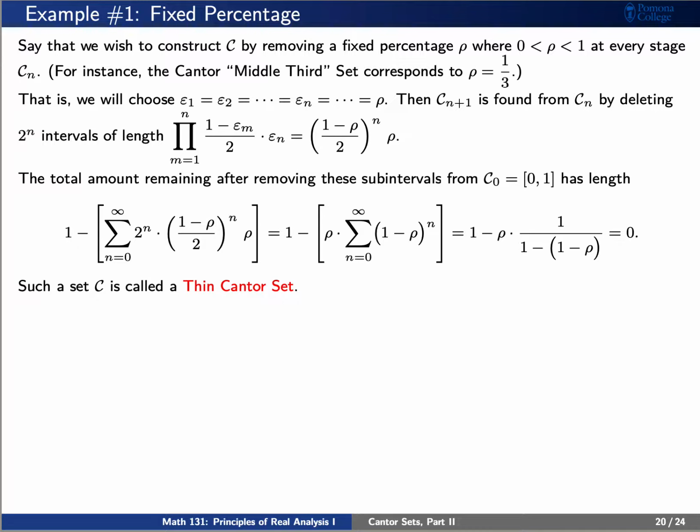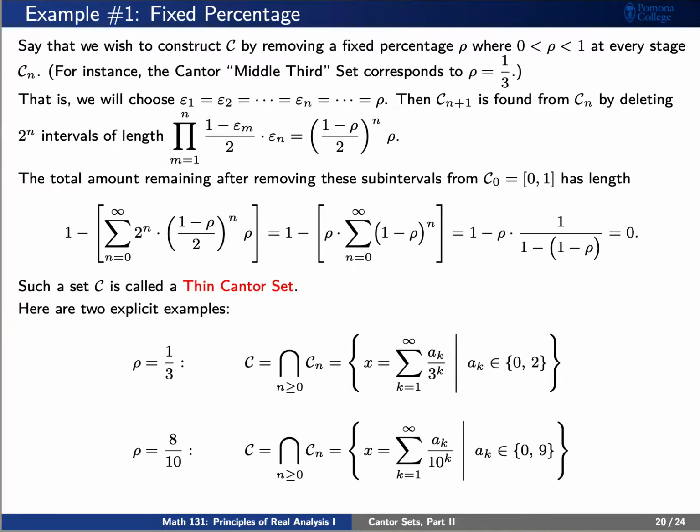But notice that this works for any fixed percentage rho. We don't need to choose rho equal to 1/3, as in the Cantor middle third set. In fact, here are two explicit examples. When rho equals 1/3, we can explicitly write this thin Cantor set as, we mentioned earlier, the collection of real numbers x which are the sum of a sub k over 3 to the k, where each numerator a sub k is either 0 or 2. Curiously, there's a similar result when rho is 8/10. Our thin Cantor set is the collection of real numbers x which are the sum of a sub k over 10 to the k, where our numerators a sub k are either 0 or 9.